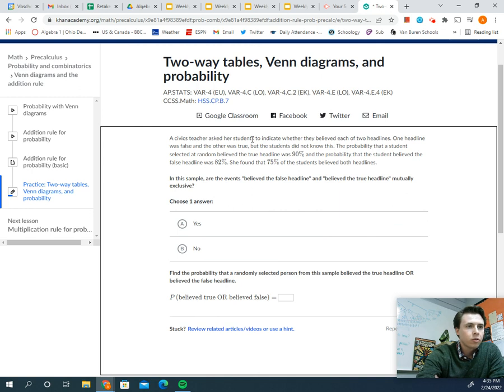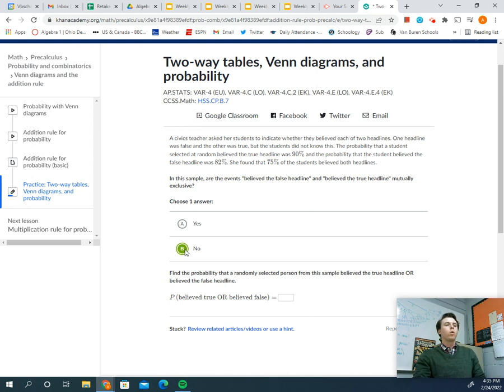A civics teacher asked her students to indicate whether they believed each of the two headlines. One headline was false and the other was true, but students did not know this. The probability that a student selected at random believed the true headline was 90%. They believed the false headline was 82%. 75% believed both. In this sample, are the events believe the false and believe the true mutually exclusive?